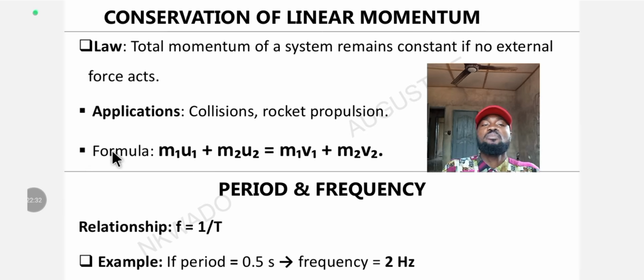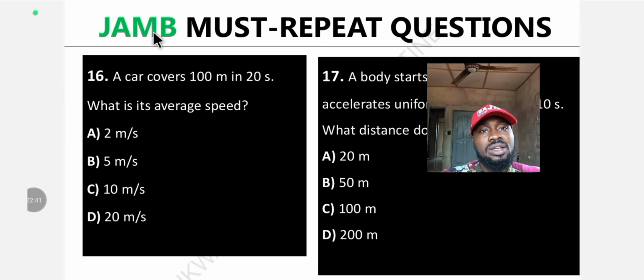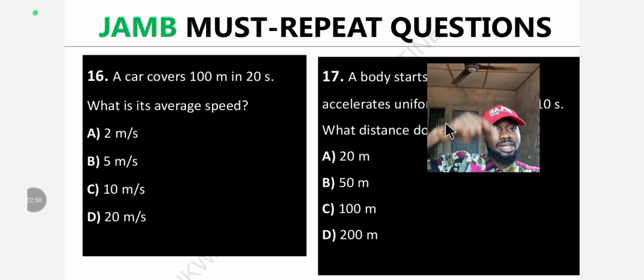Now that we have understood simple harmonic motion and beyond, let's test the knowledge we've acquired so far by taking some JAMB repeat questions. Question 16. A car covers 100 meters in 20 seconds. What is its average speed? A. 2 meters per second. B. 5 meters per second. C. 10 meters per second. D. 20 meters per second. Drop the answer in the comment section.